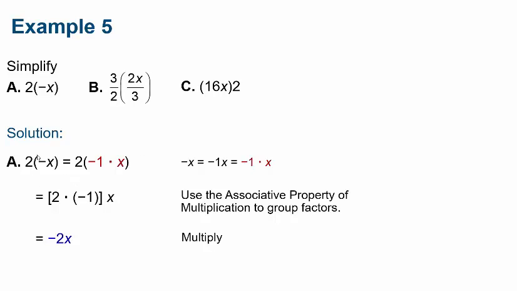All right, so 2 times negative x. Notice that negative x is the same thing as negative 1 times x. So here I'm just going to multiply the 2 times negative 1. So 2 times negative 1 gets me negative 2. And then I'm still going to multiply by the x. So 2 times, in parentheses, negative x is just negative 2x.